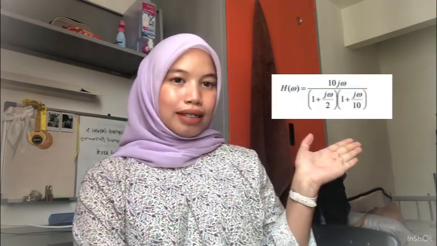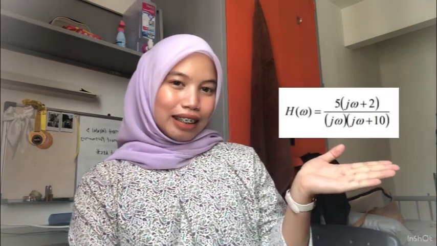Secondly, zeros. The numerator of the equation is where the zeros are positioned. We use this equation to get the zeros. For the zeros we use 0 equal to jω. Thirdly, poles. The denominator is where the equation's poles are located. We use this equation to get poles. For the poles we use 1 per jω.